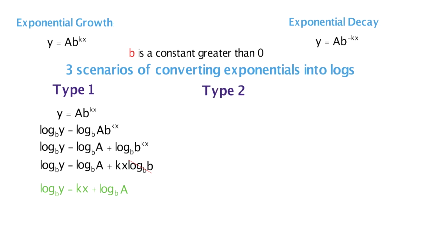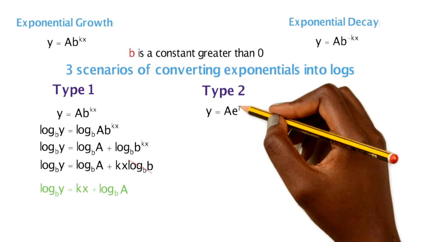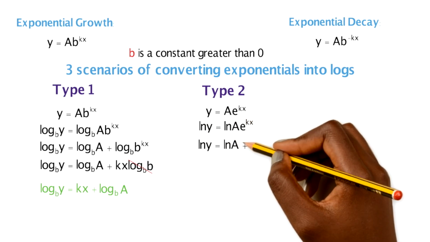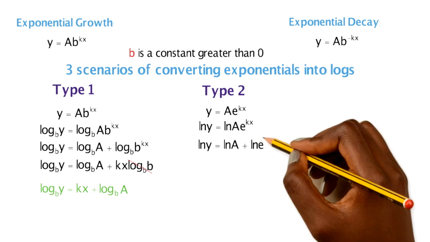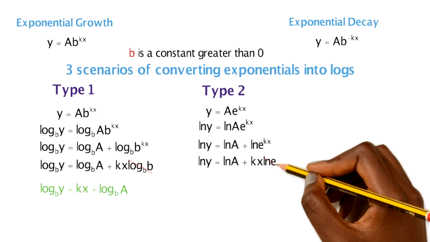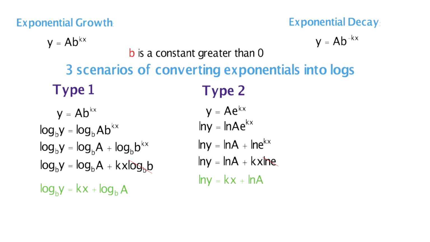So the second type of scenario is more to do with if you're given a formula where, rather than b being a constant, your constant is e. So remember, when we're dealing with e's, rather than using log, we use natural log, ln. So substituting the ln, leaving you with ln y is equal to ln a plus ln e to the power of kx. Again, moving the power down, ln e is going to cancel out, leaving us with the final answer of ln y is equal to kx plus ln a.